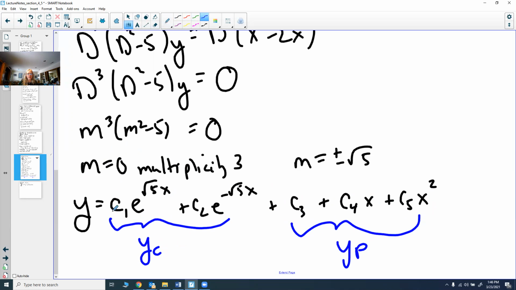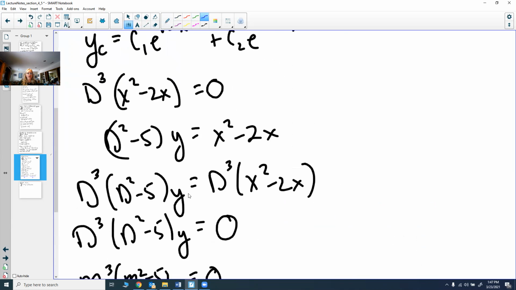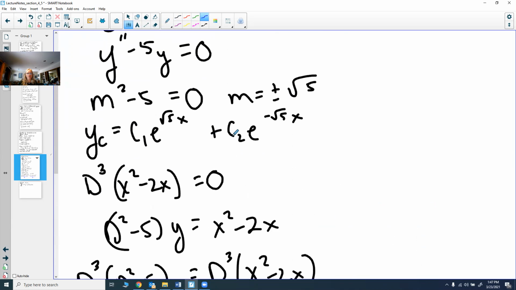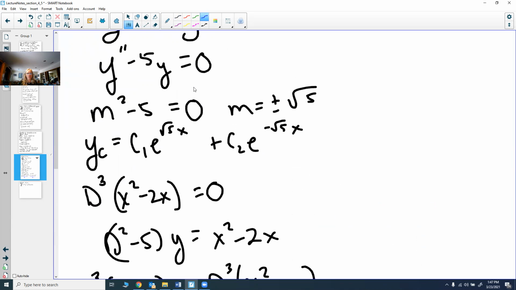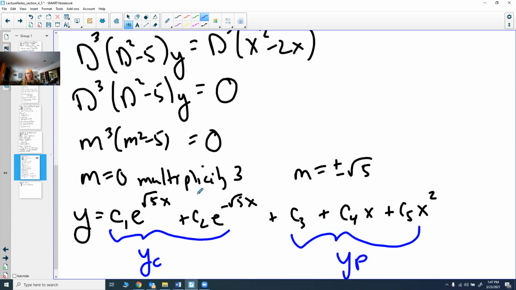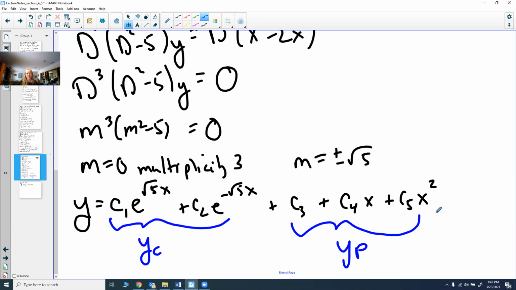Because we already knew that these two terms together were my y sub c, because that's where we did that first. We found our y sub c up here by finding the associated homogeneous equation. Now that we know that, everything left over must be your y sub p. Cool. So this is what we mean by discover it. You are going to write what your equation would be, take out what the y sub c is, and everything left over is your y sub p.